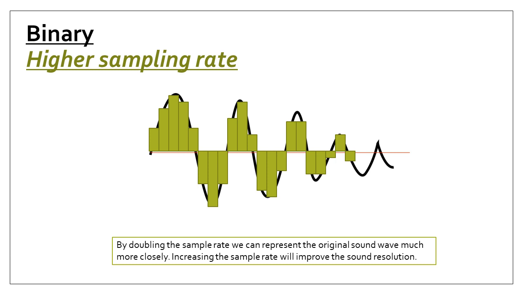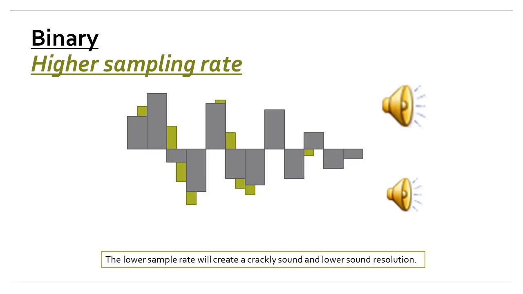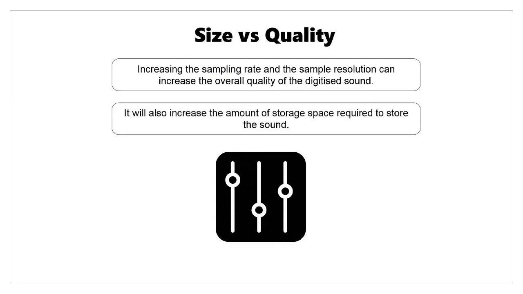If you lower the sample rate, it'll be crackly and it doesn't really sound very much like what it's supposed to. Another reason why digital MP3s and stuff were popular is you could compress the file quite a lot. If you increase the sample rate and the sample resolution, it gives you better sound, but it also means you take up more storage.